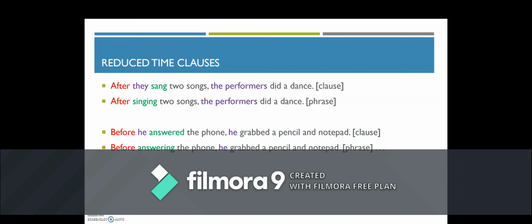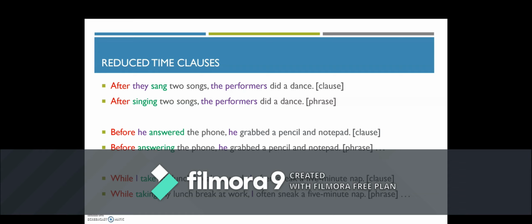And last but not least, we have this. While I take my lunch break at work, I often sneak a 5-minute nap. Here we can see two clauses in which the subject is the same in both clauses. So we can omit the subject in the first part, right? And we use the present participle of take, which is taking. While taking my lunch break at work, I often sneak a 5-minute nap.